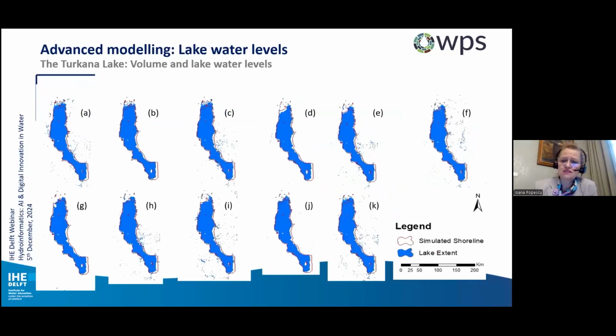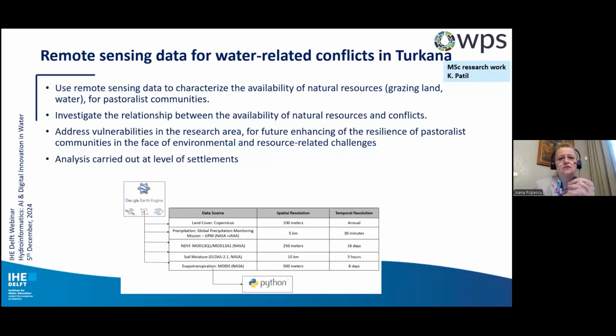This is a result you can see from the lake modeling. You can see the simulated shoreline based on our models, the red line, and the lake extent that comes from remote sensing. There is a pretty good match between the two, which shows that even in an area that doesn't have enough data, data coming from remote sensing can help you a lot in determining the lake extent and the water volume in the lake. The other part that we looked at with remote sensing data was specifically water-related conflicts around Lake Turkana.